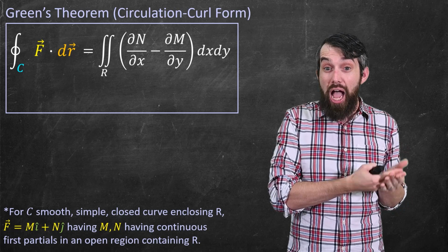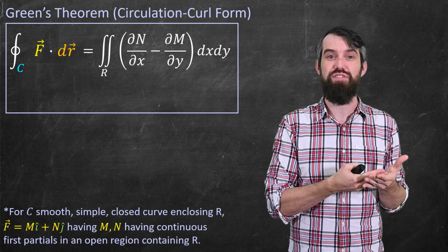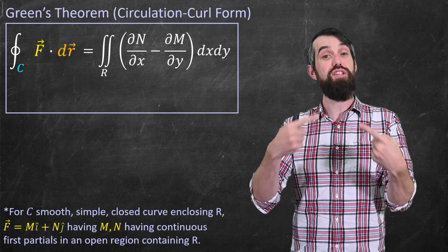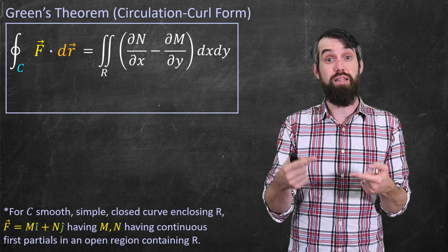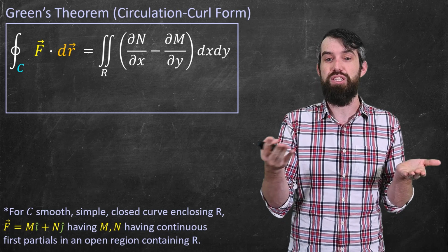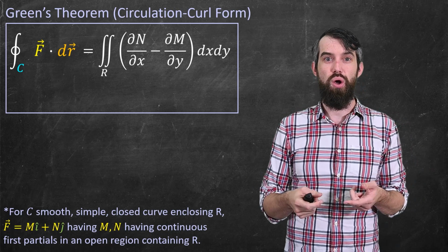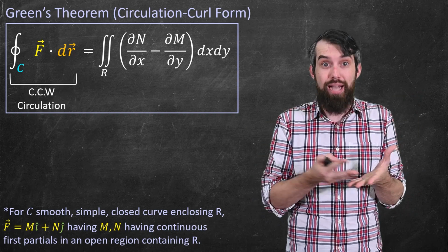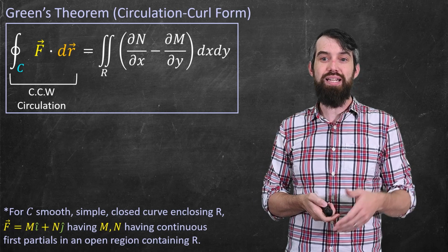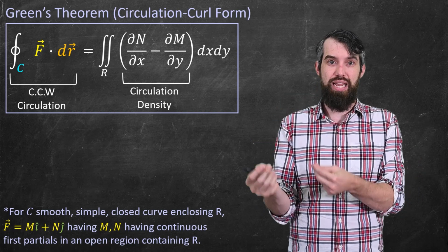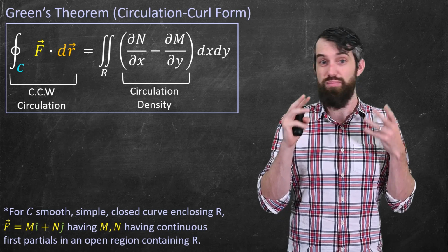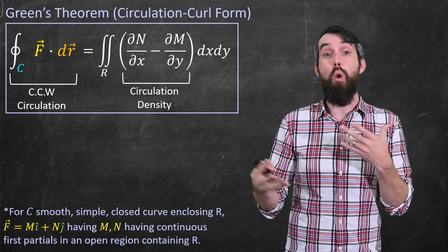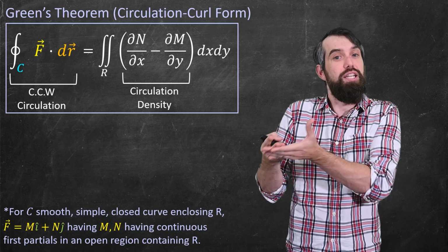So in other words, the line integral around the curve, the F dot dr, is the double integral over the enclosed region of the circulation density, and then integrate with respect to the little area, this dA or dx dy if you prefer. So basically what I'm saying here is that on the left I have my counterclockwise circulation as I go around this curve. And then on the right-hand side, I am integrating the circulation density. So Green's theorem in its circulation curl form is just saying the total circulation is just integrating up over all of the area, the circulation density.